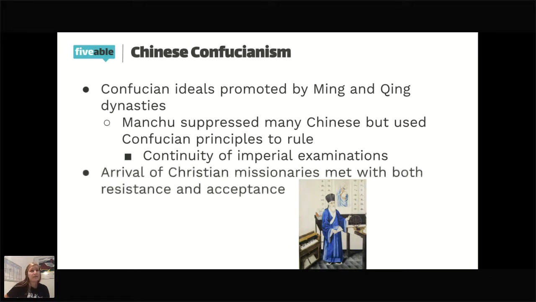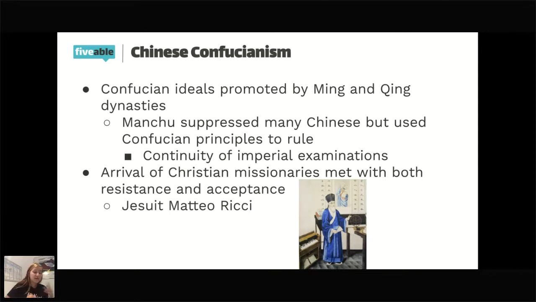But this is a time of flux, 1450 to 1750, with new changes. And we're going to see the arrival of Christian missionaries into China. At some points it's met with both resistance and acceptance, because there are some times in history where they do accept Christian missionaries. One good example is pictured here. The Jesuit Matteo Ricci becomes an intermediary between the Christian world, the West, and China.